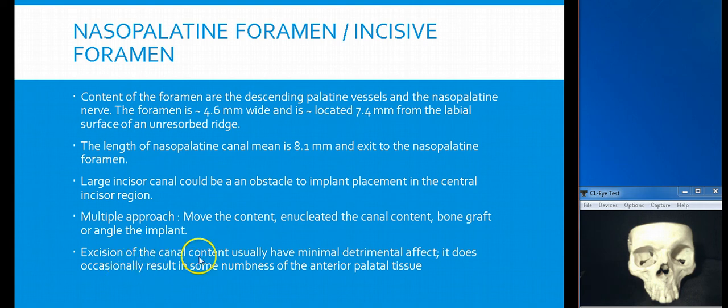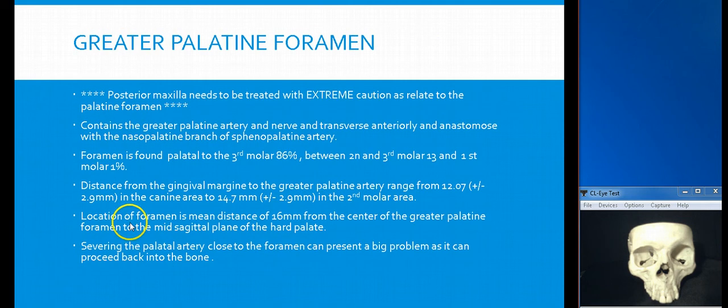The incisive canal content usually has minimal to no effect whatsoever, but in rare cases the patient will complain about numbness of the anterior palate. Again, it's very, very rare, and most of the time after a month the patient doesn't even realize it as an issue. Like the inferior alveolar nerve in the mandible, the biggest concern is the greater palatine foramen and the artery that comes from the greater palatine.